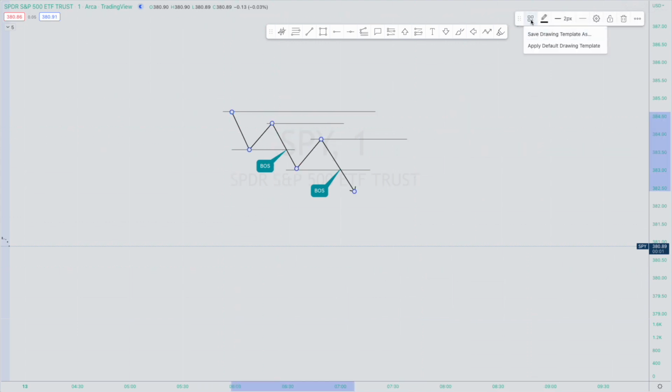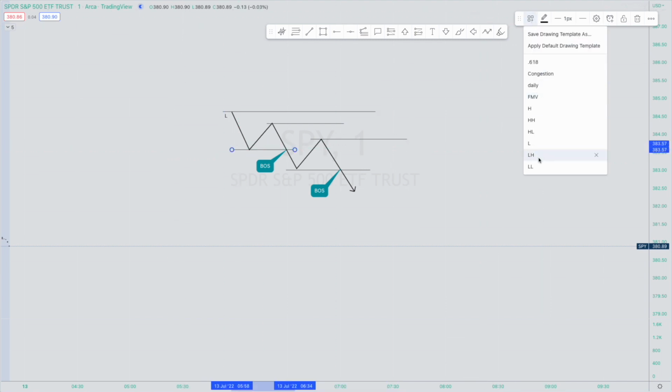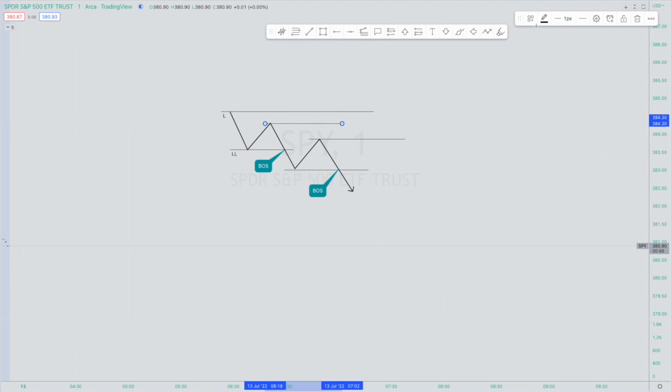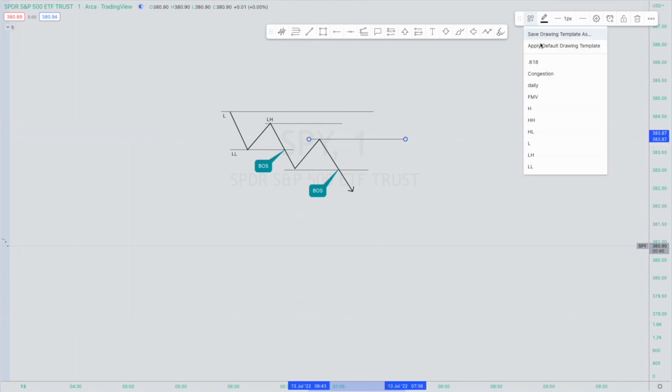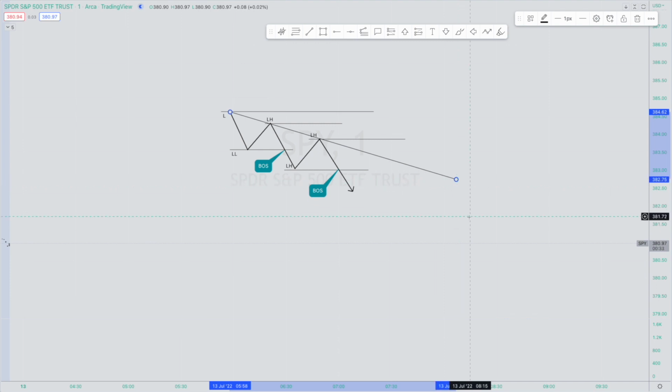We're putting in our values very fast. So we have a low, a lower low, a lower high, lower high, and a lower low. And the same as an uptrend, we are now in a downtrend, and as you can see, we're making lower highs, and we can draw a trend line to trade off of, and that's a simple downtrend.